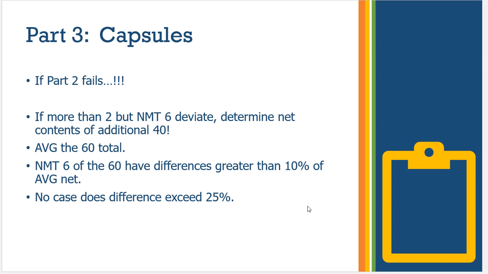And if part 2 fails, and let's say 4 capsules fail, because remember, no more than 2 can. If 2 or less fail, part 2 is over. You don't have to do anything else with it. You call it a day, pass the batch, and you go to your next job for the day.